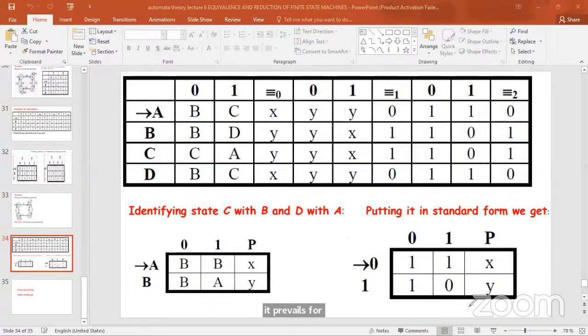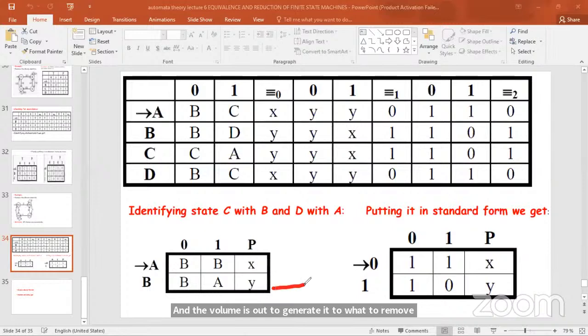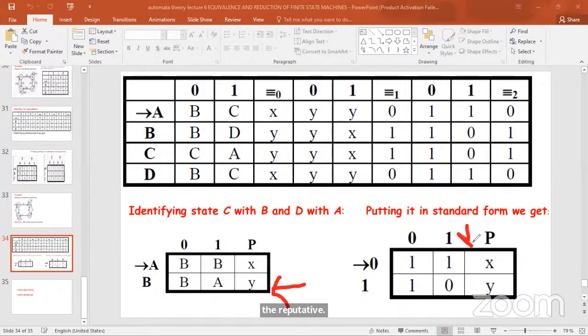And the following is how to generate it, to remove the repetitive states. And this is how to put it in standard form.